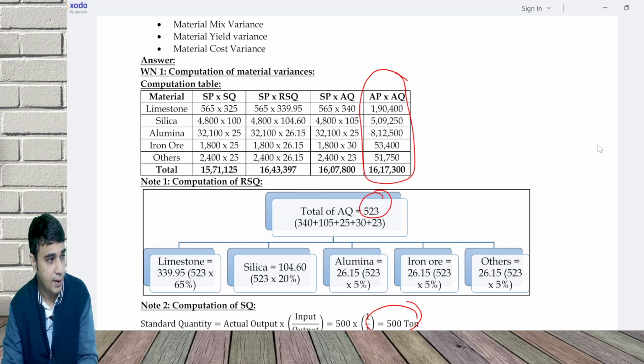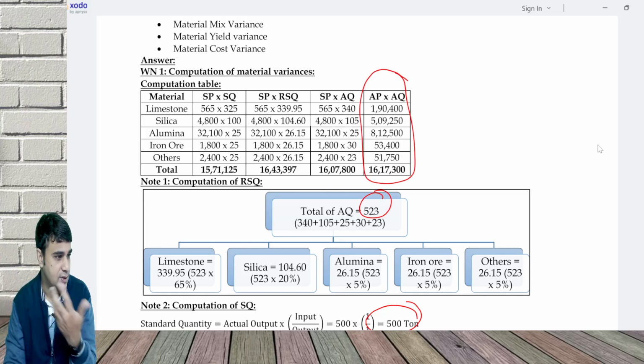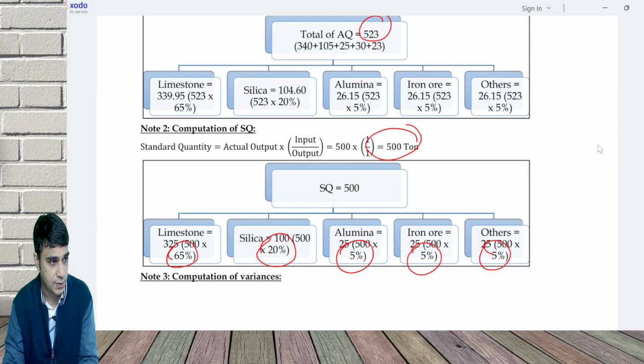I'll not try to split it. It doesn't really make any difference. Any doubts on this? Clear? Please proceed.